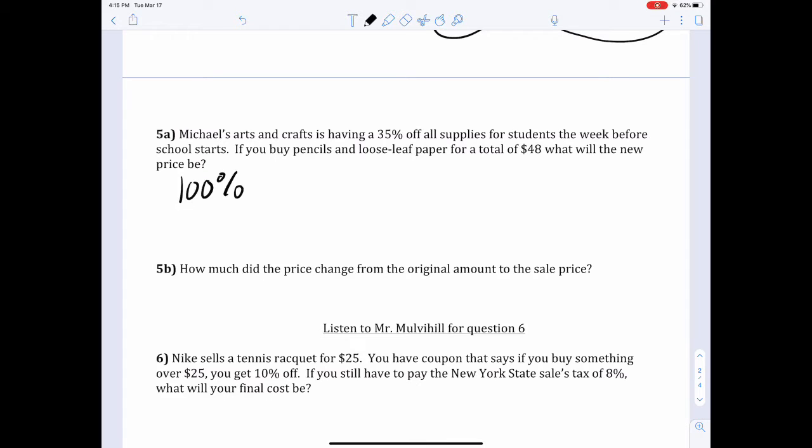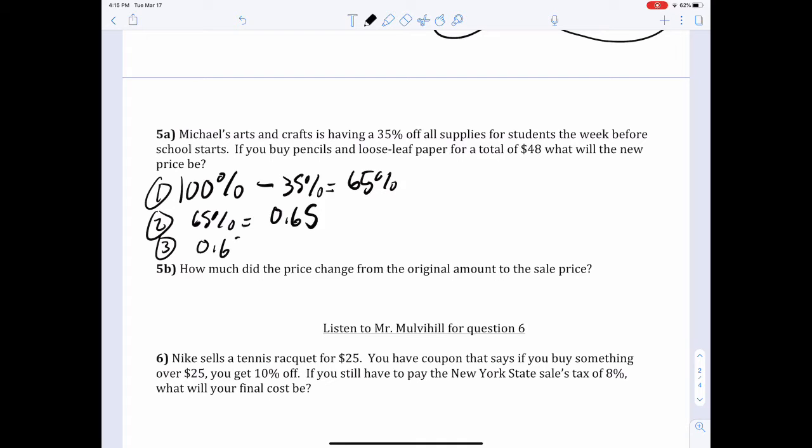Well, 100% minus your discount of 35% is 65%. And then you're going to do 65% written as a decimal, which is 0.65. And then you're going to do 0.65 times your 48 to give you your final answer, which is 31.2. So that'll make the total price $31.20.